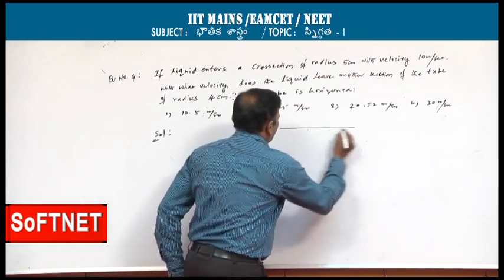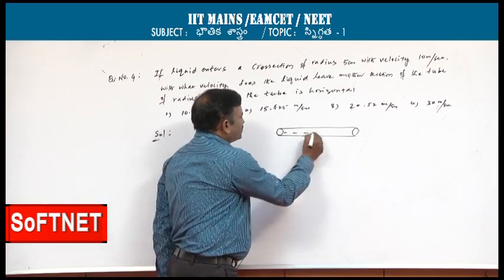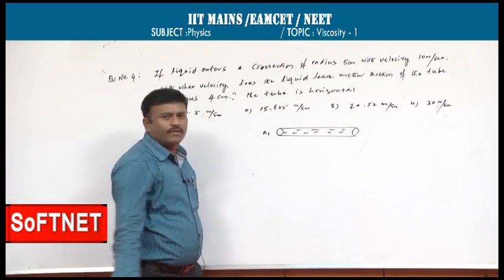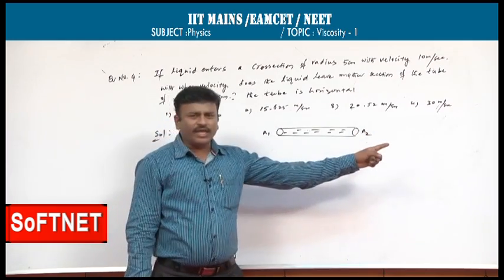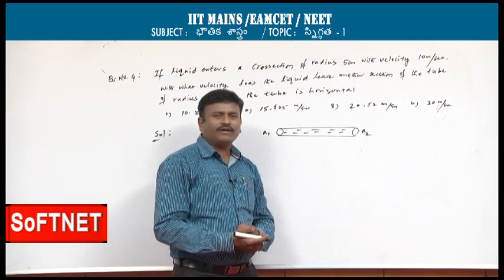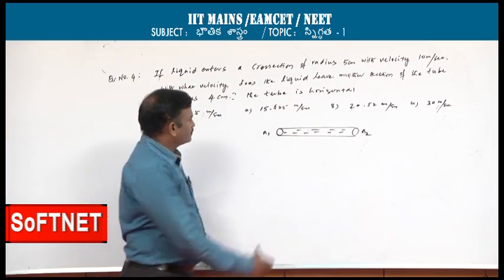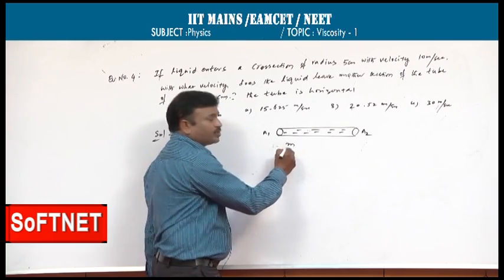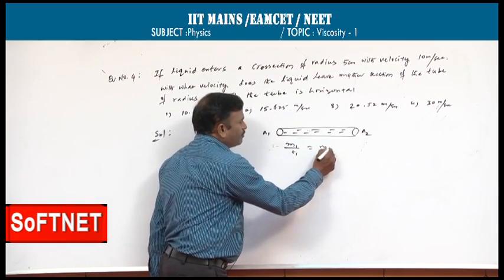Here the pipe is horizontal, it is a given condition. As the liquid is passing through the pipe, here the area is A1, here the area is A2. The liquid is passing through the tube of different areas of cross section, so we can apply the equation of continuity. What is the equation of continuity? The amount of liquid entering the tube is equal to the amount of liquid leaving the tube. That means M1 by T1 is equal to M2 by T2.